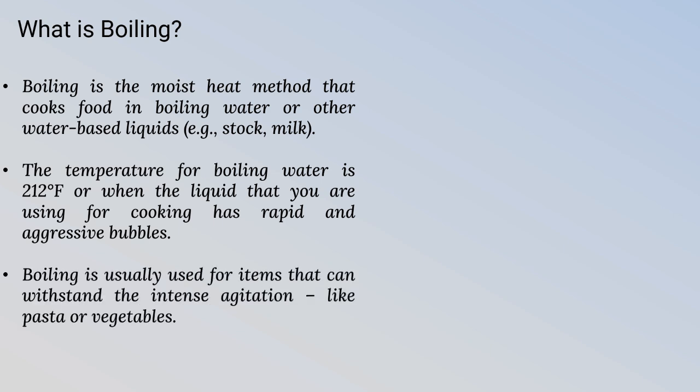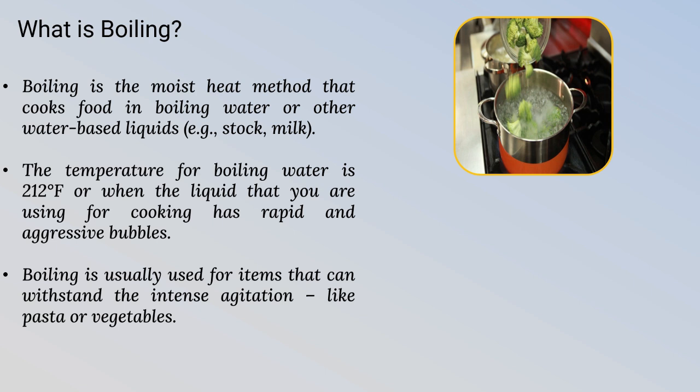Boiling is usually used for items that can withstand intense agitation, like pasta or vegetables. So for pasta or vegetables, for a specific period of time, subject to the nature of the pasta and vegetable, we cook through the boiling method, as they can withstand the intense agitation while boiling. Clear? A simple method: you can see that in boiling water, a few vegetables, in this case broccoli, are put in boiling water to get cooked.